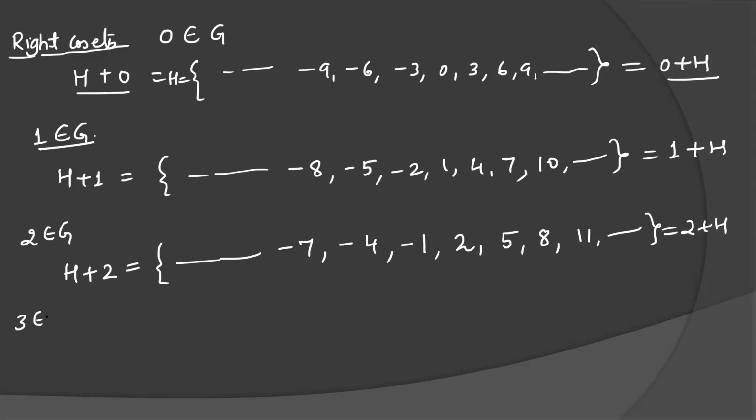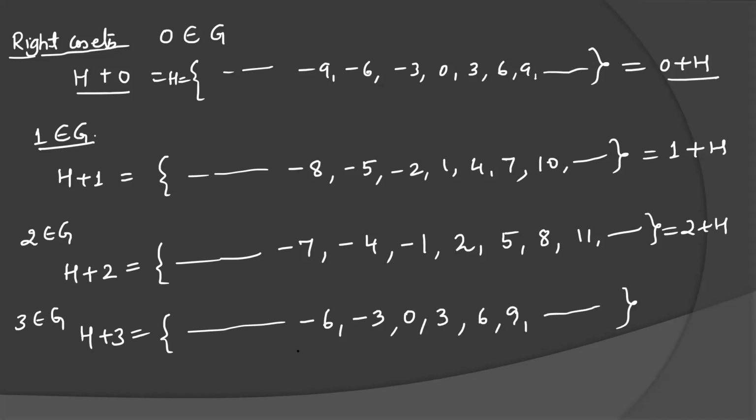Now take 3 belongs to the group, because 3 is also in the group. H plus 3 is going to be -6, -3, 0, 3, 6, 9. It means before that element you will get -9. It means it is repeating here. It is equal to H only.